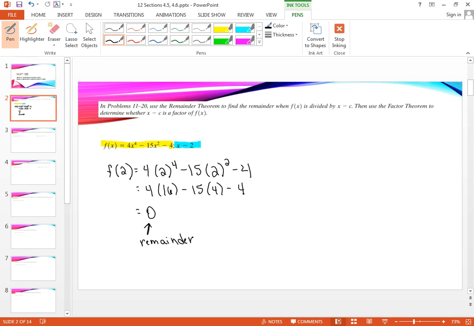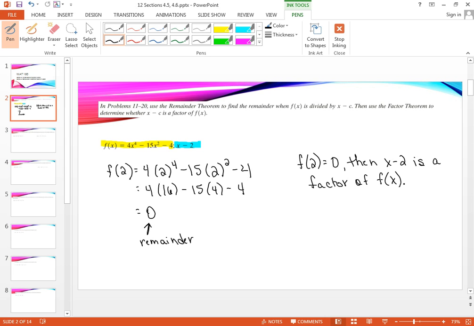Well, the factor theorem says that if I have this, then I know that x minus 2 is a factor. I'm going to just say f of x rather than writing that out. So f of 2 is 0, so I know that x minus 2 is a factor of f of x. Okay. So it's really just a matter of understanding those theorems.